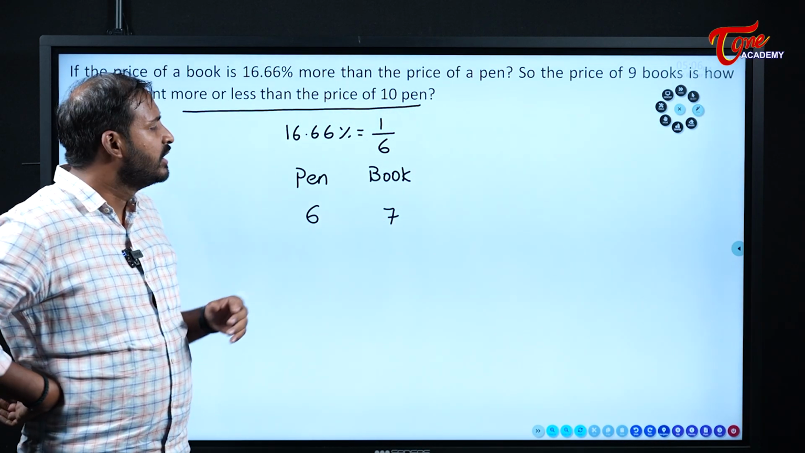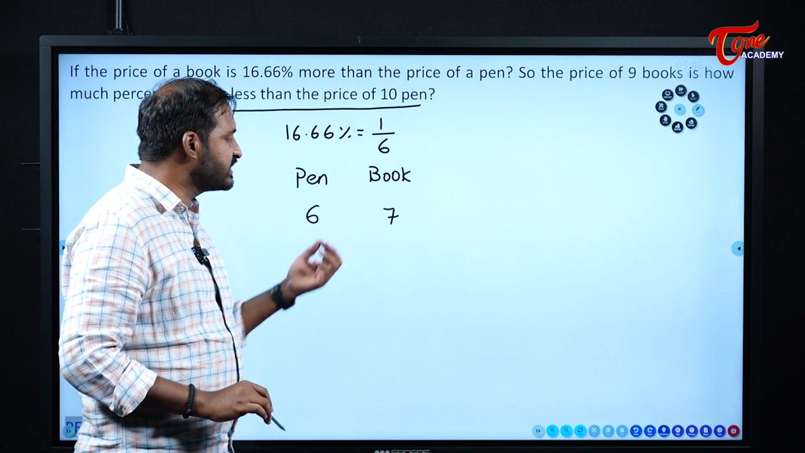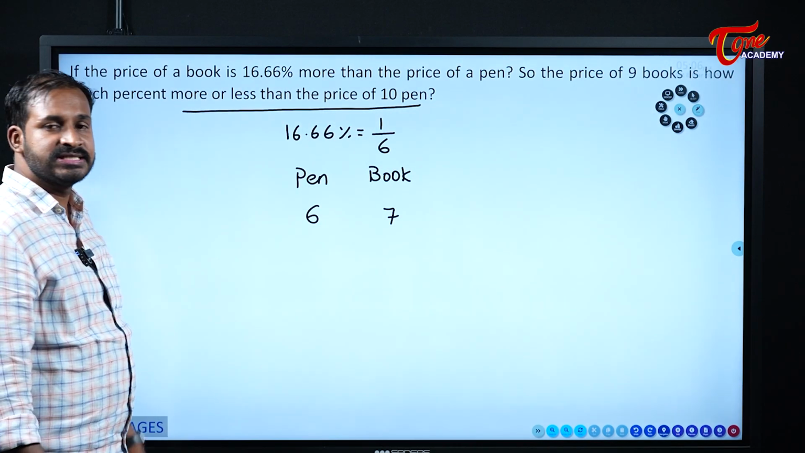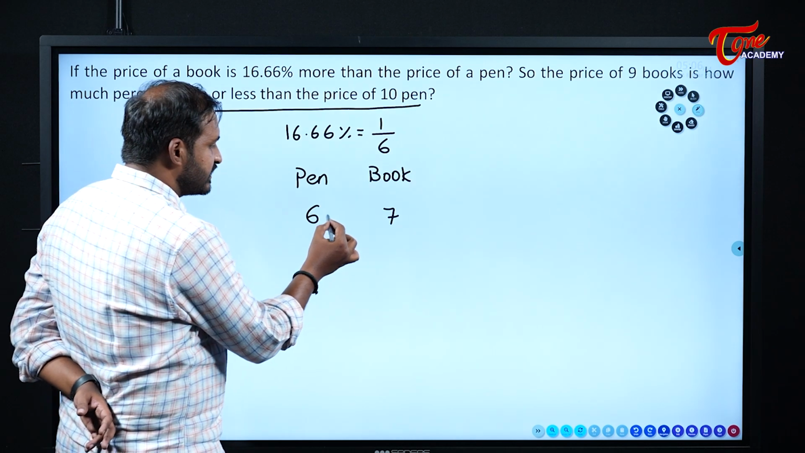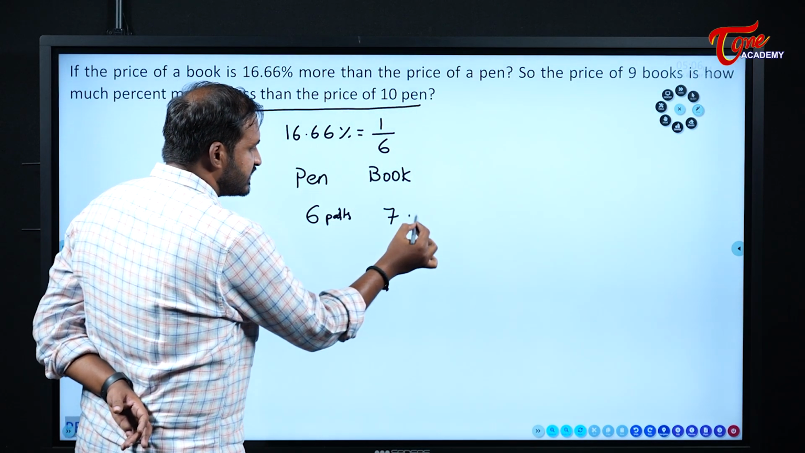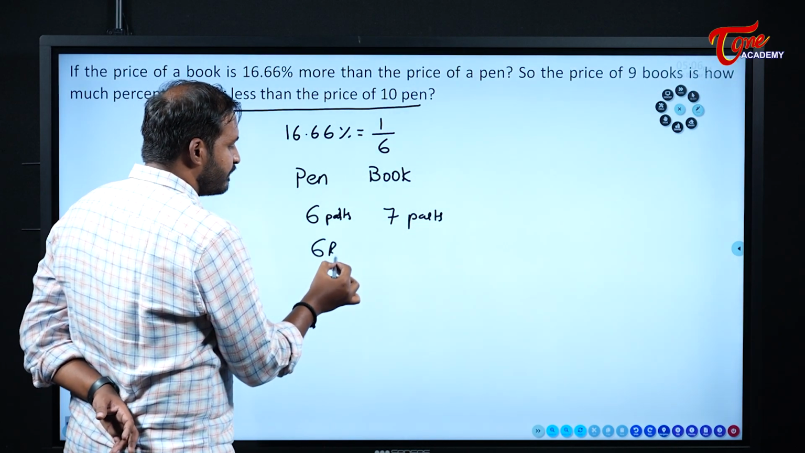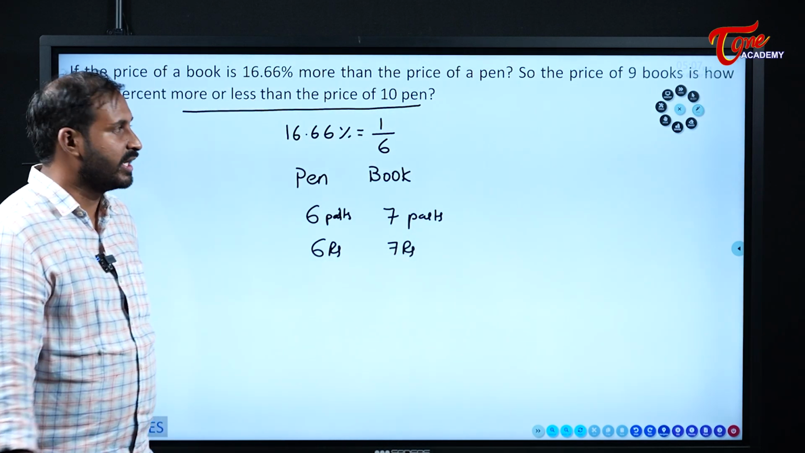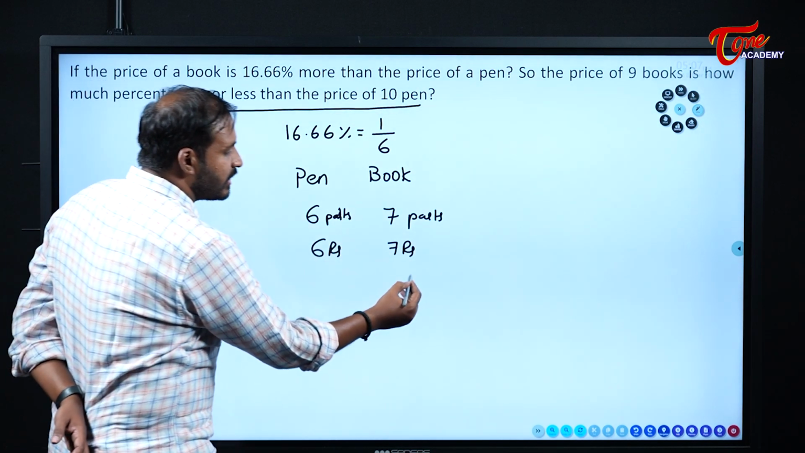Really good. Assume directly this has 6 rupees and 7 rupees. 6 parts and 7 parts actually, but for our calculation, we will assume it as 6 rupees and 7 rupees for instance. This is 6 parts and this is 7 parts. For our calculation easiness, I will take pen price as 6 rupees and book price as 7 rupees. Now the price of 9 books, 9 books price will become how much?